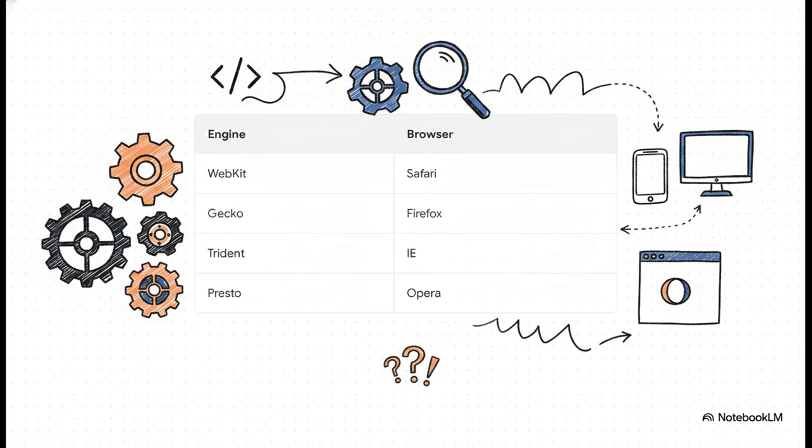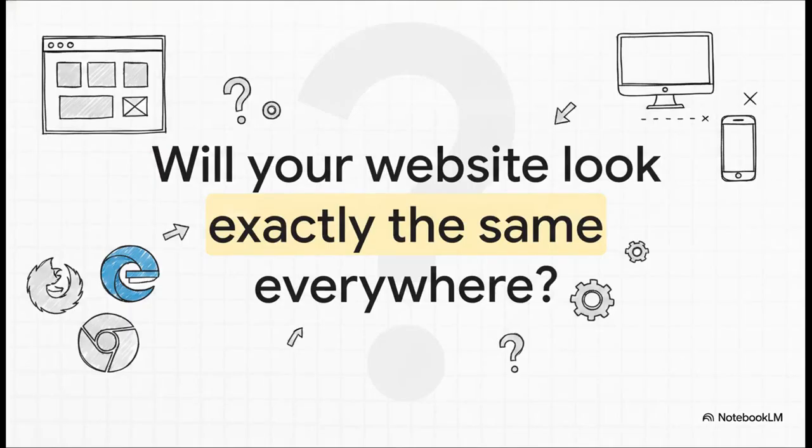Safari and iOS devices use WebKit. Mozilla Firefox relies on the Gecko engine. Internet Explorer used Trident, and older versions of Opera used Presto. Every single one of these engines reads your code just a little bit differently. Which leads us to a critical, and let's be honest, often painful question for developers. Will your meticulously coded, beautiful website look exactly the same on every single browser out there?